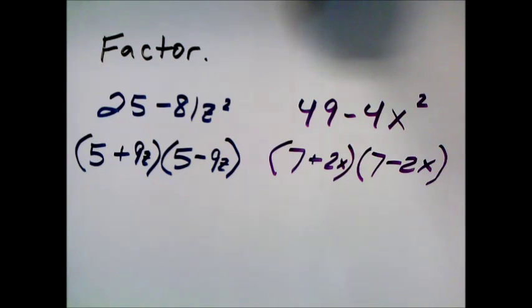So I just noticed the pattern. It doesn't change if the variable is second. It's still the difference of two perfect squares.